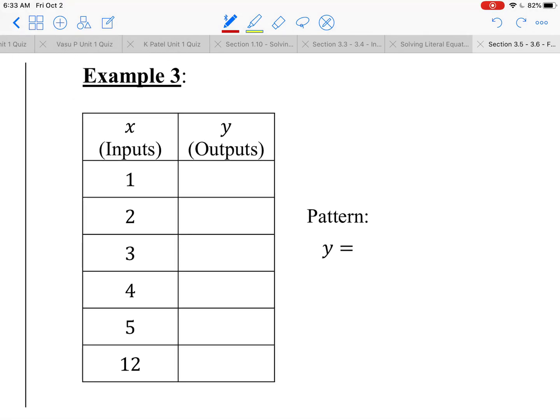All right, here are your outputs. You ready? So go ahead and put these for your outputs. So 1 maps to -2, 2 maps to 0, 3 maps to 2, 4 maps to 4, 5 maps to 6, and 12 maps to 20.